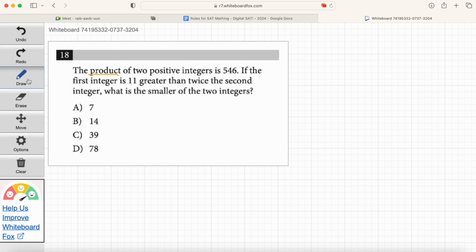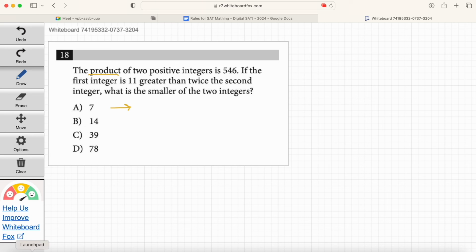Let's assume that the smaller integer, look at these answer choices, is 7. We can figure out what the bigger integer is going to be if the smaller integer is 7. It's just going to be 11 greater than twice the first one. Does that make sense? Yes. All right. What's 11 greater than twice 7? Do you have any idea? 11 greater than twice 7 is 25.